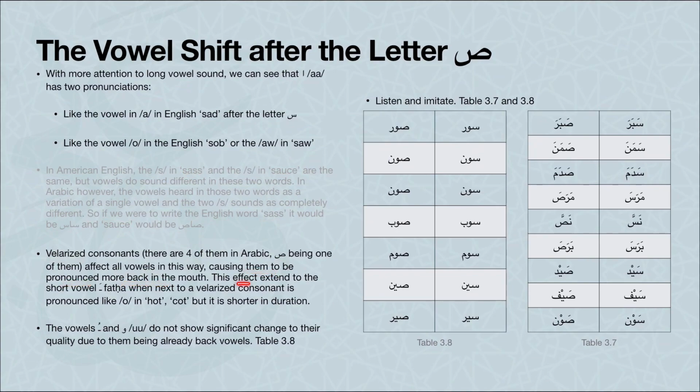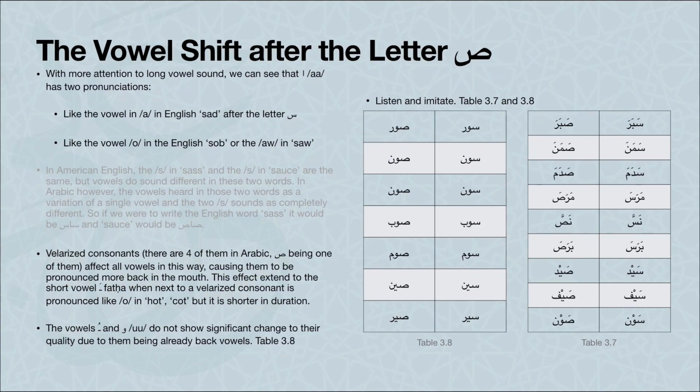This effect extends to the short vowel fatha when next to a velarized consonant, produced like o in hot, caught, but it's shorter in duration. We will just see all this in the examples, don't worry, like in these reading examples.